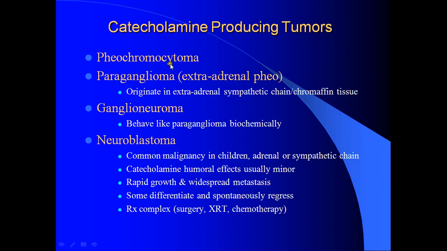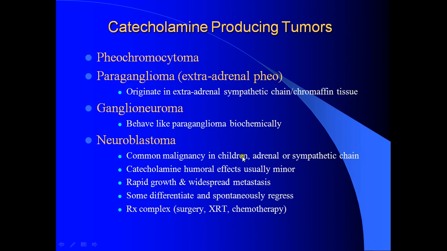So when this pheochromocytoma is present outside the adrenal gland along the sympathetic chain or chromaffin tissue, it is called paraganglioma. It's called chromaffin because these masses are of yellow color. On examining, when they are removed from the body, they have a yellowish color, and that's because of this pigment in these cells or tissues. Ganglioneuroma behaves like paraganglioma biochemically.